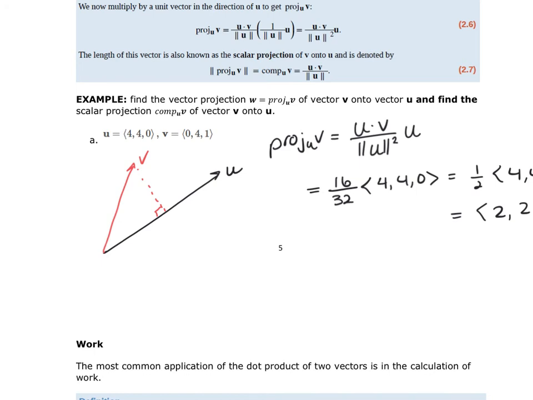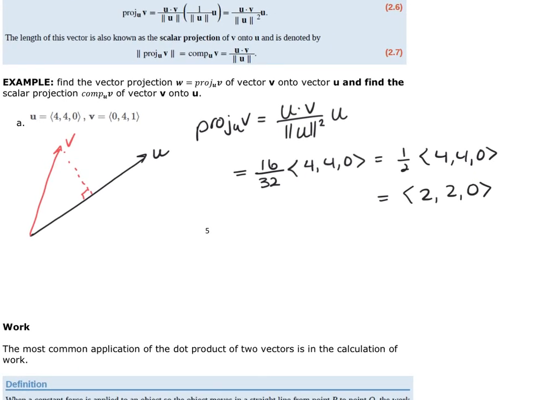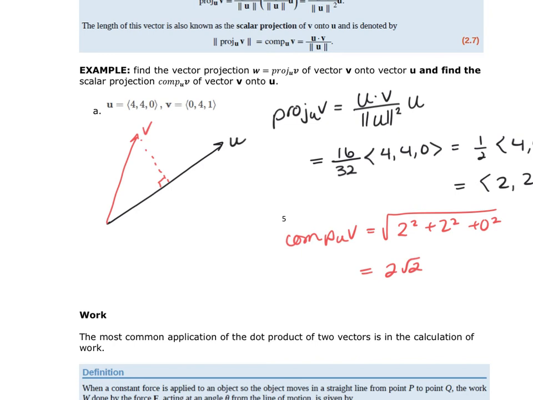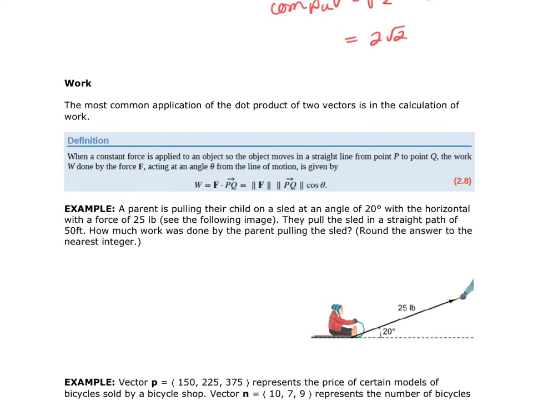Now, the scalar projection is going to be the magnitude of the projection I just found. So my comp U of V is going to be the magnitude of 2 squared plus 2 squared plus 0 squared. And this is going to give me 2 root 2. So there's my two answers. Kind of cool. Not bad. It's really not bad. What we're doing right now could be considerably worse. You know, we could go back to chapter 6. So this isn't that bad. I don't think it's that bad.